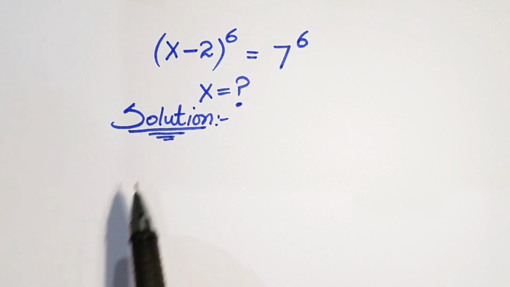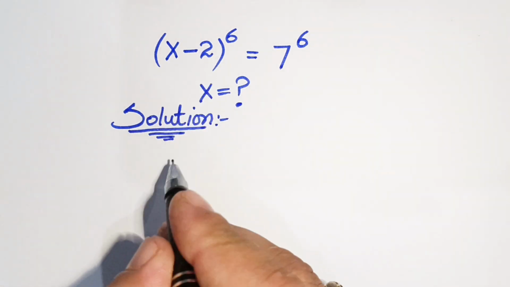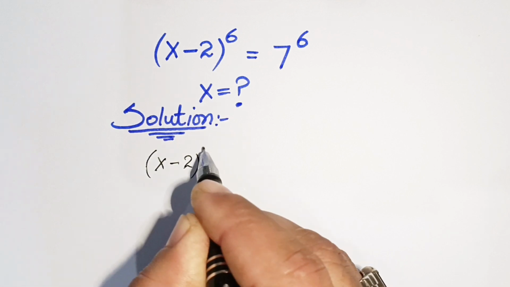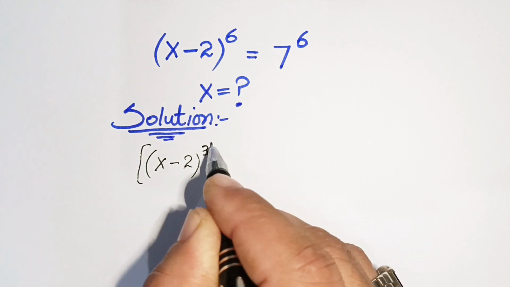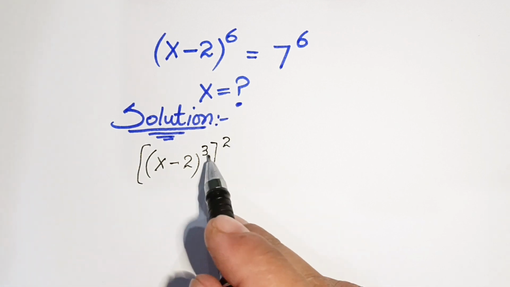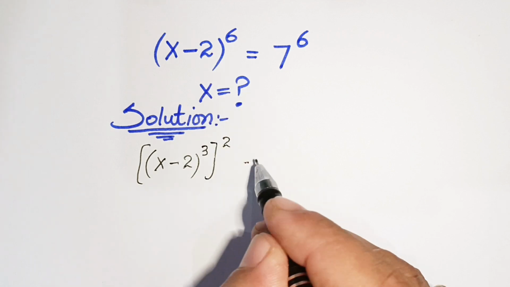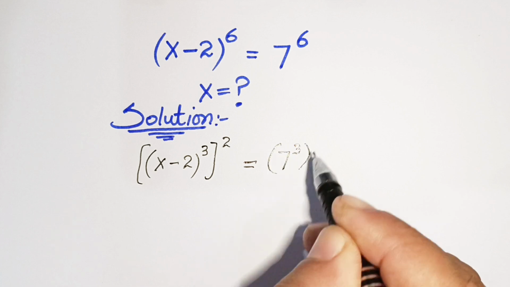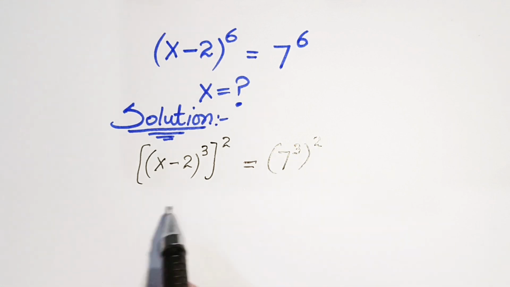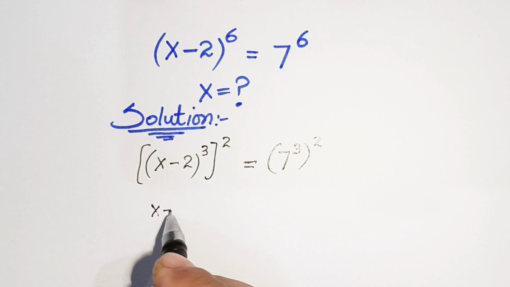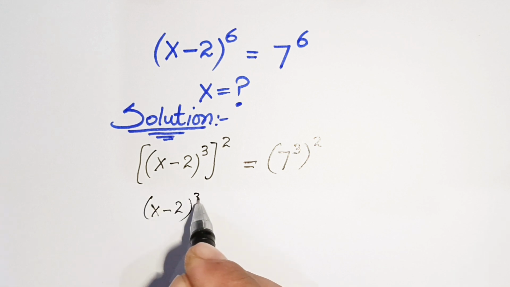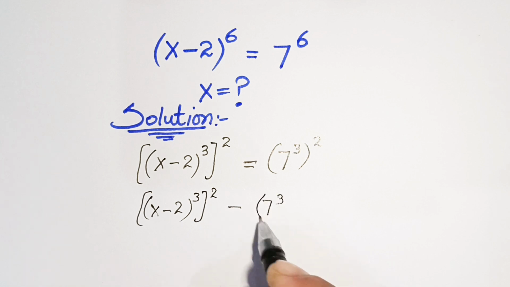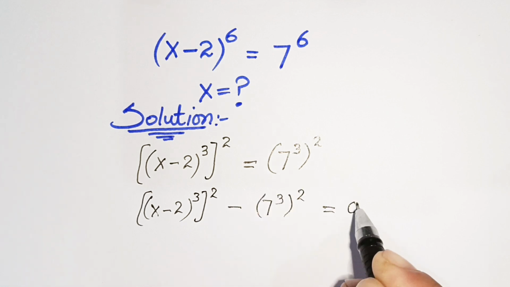So starting our solution, first of all, this (x minus 2) to the power 6 can also be written as ((x minus 2) cubed) to the power 2. Then 3 times 2 is 6, so we are going to write this 7 to the power 6 as (7 cubed) squared. Now shifting this term to our left hand side, we have ((x minus 2) cubed) squared minus (7 cubed) squared is equal to 0.